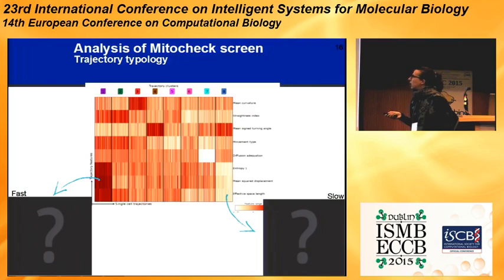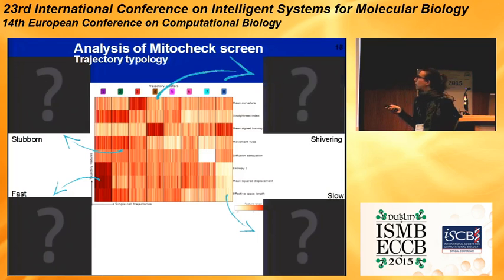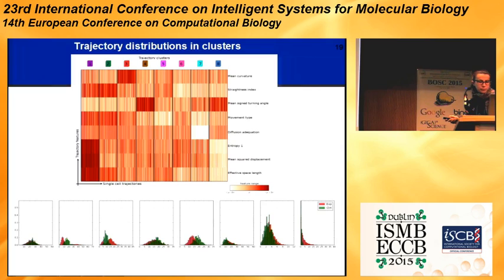As you can see, what makes a difference is that, for example, here we have what we wanted to call stubborn cells, as they are much straighter than average. And for example, another cluster here of shivering cells that have a high mean turning angle.